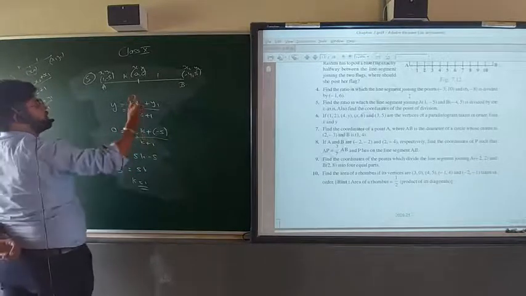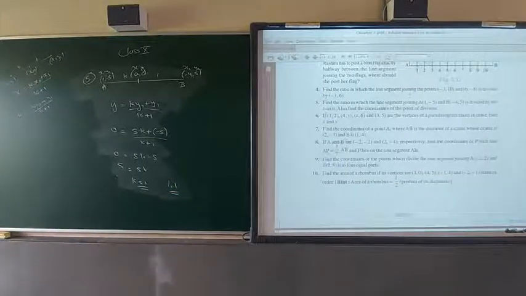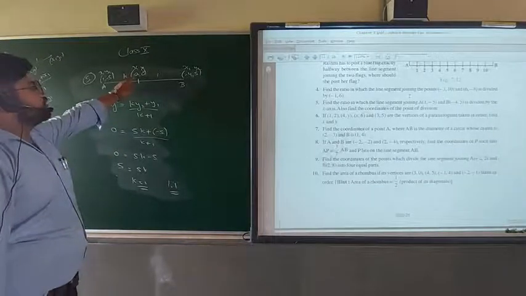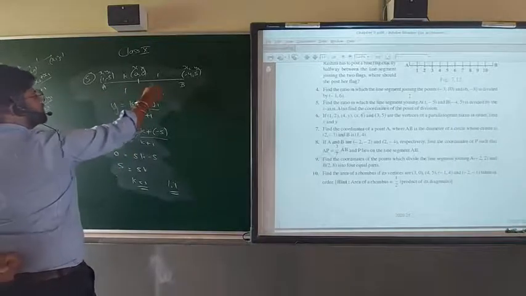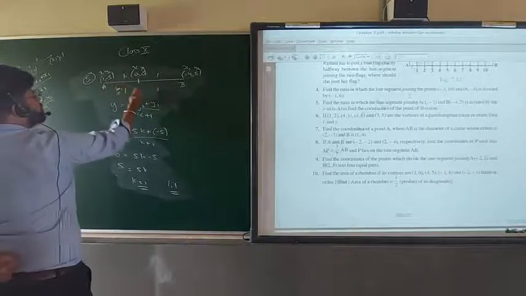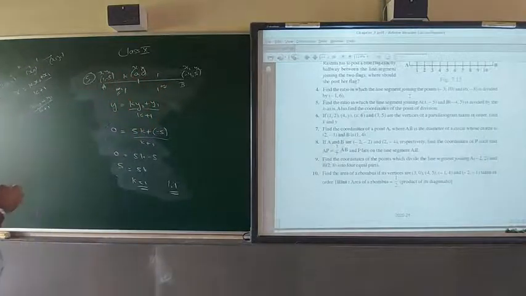So the line is divided 1:1. This will be the answer. Also find the coordinate of the point of division. Now you have to find this coordinate also, because now you have the value of m1 and m2. The m1 value is 1, and the m2 value is 1. Now simply you can find it by applying the section formula.